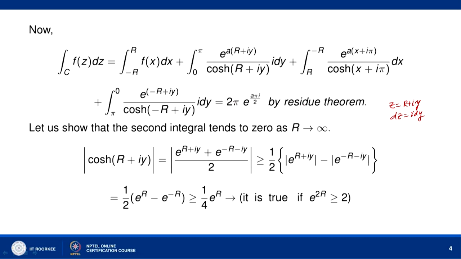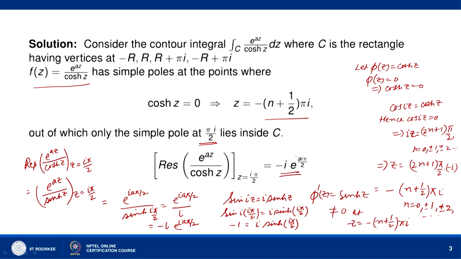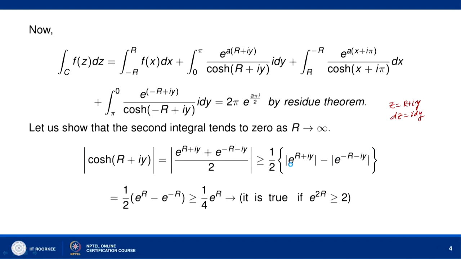And the right-hand side is, by the residue theorem, 2πi into, okay, we multiply 2πi to this residue, and 2πi into minus i is minus 2π i squared, that is 2π. So we get 2π into e^(iaπ/2).